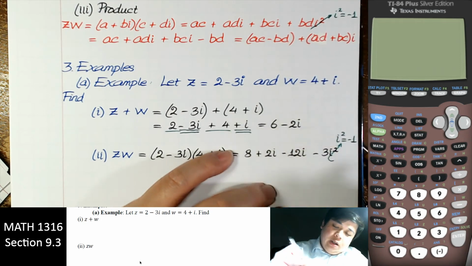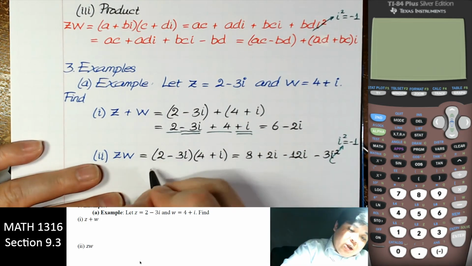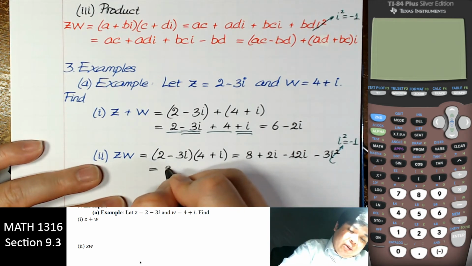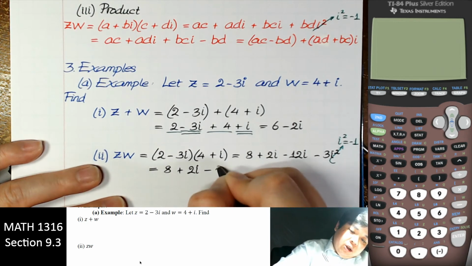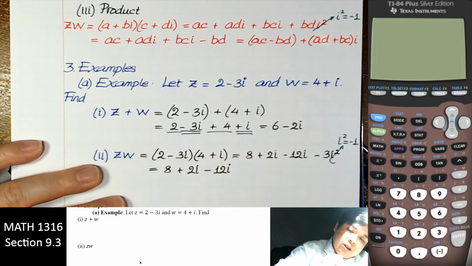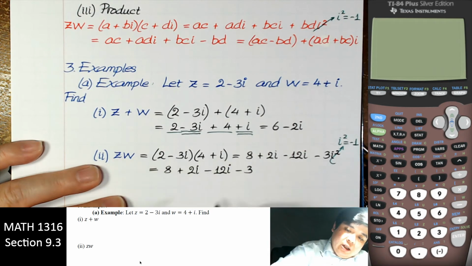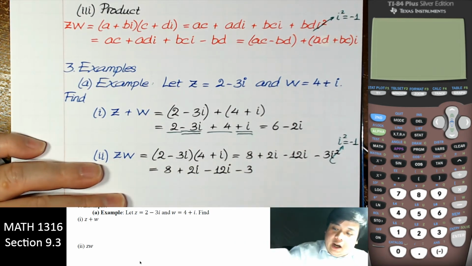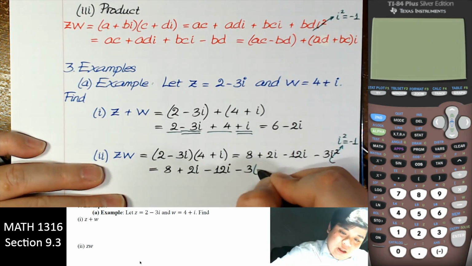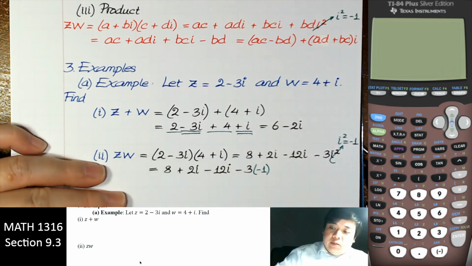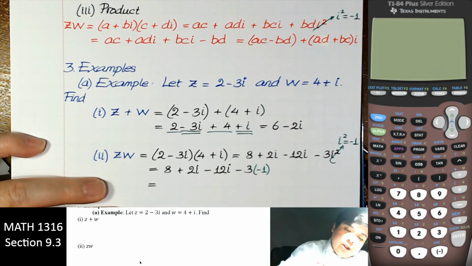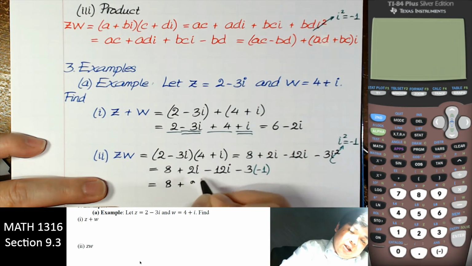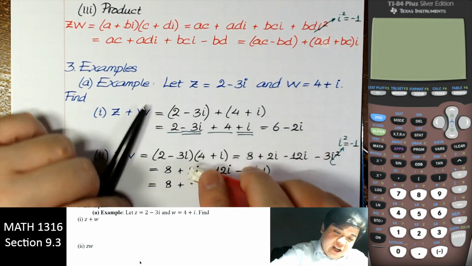i squared is negative 1. So we replace that: 8 plus 2i minus 12i minus 3, and i squared is minus 1. So I have 8 plus 2i minus 12i, that's minus 10i.